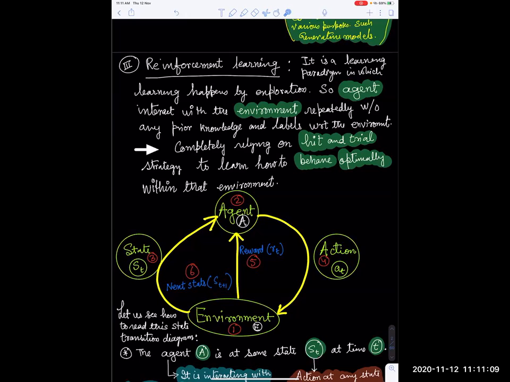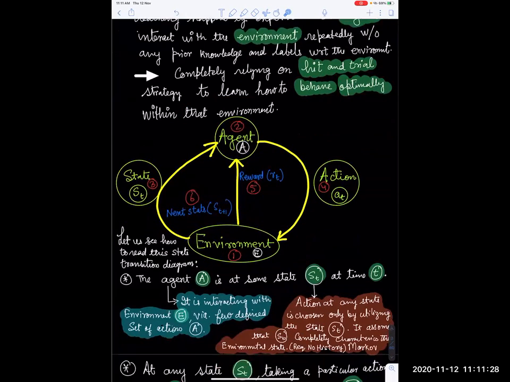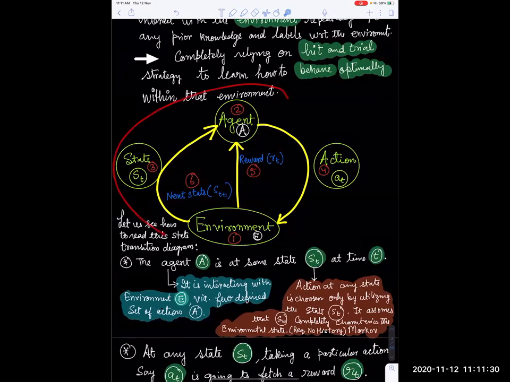Its strategies are about how one can behave optimally within that environment. Optimally is a word that one should be looking for, that is, how you can learn a behavior which is optimal. And these are the few key ingredients, or the few basic things, which are required for the setup of RL learning.